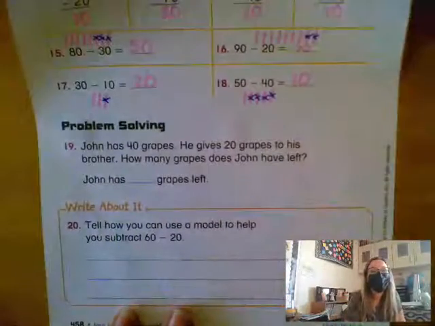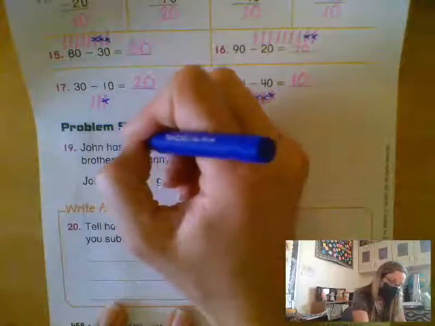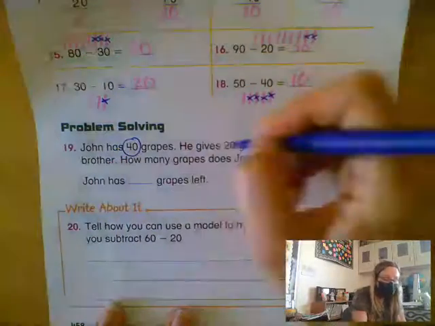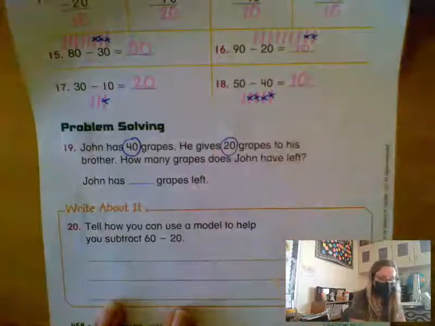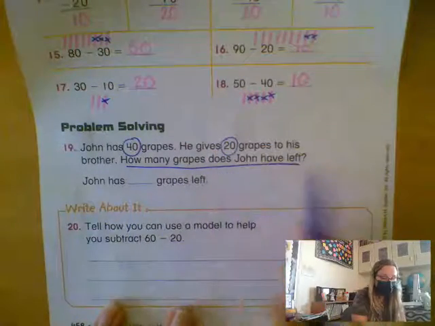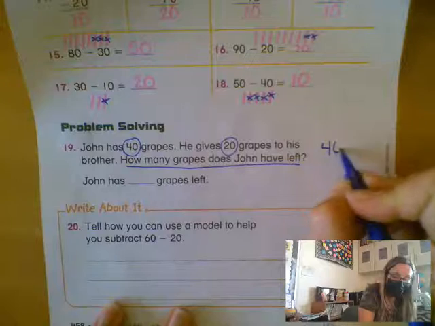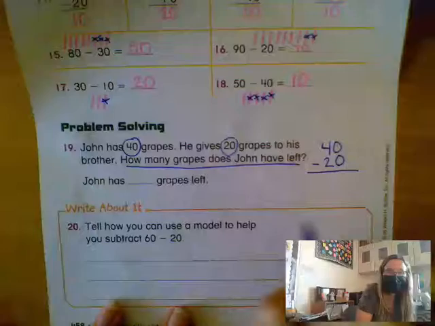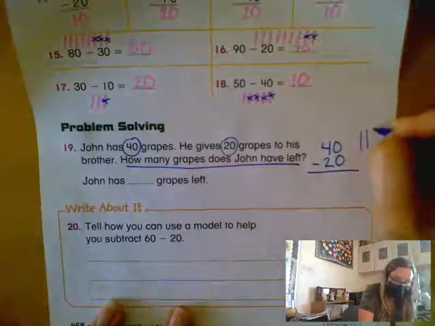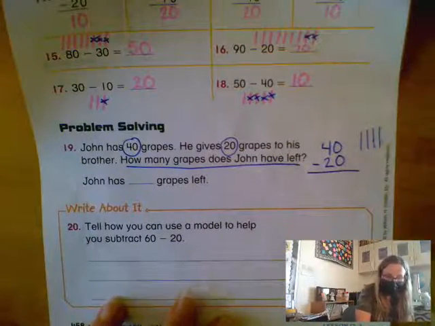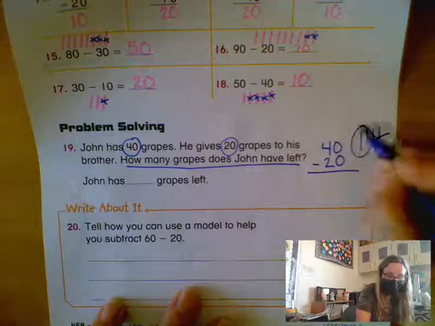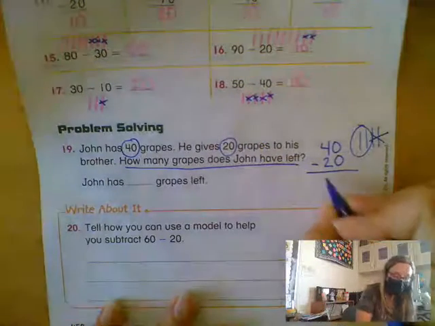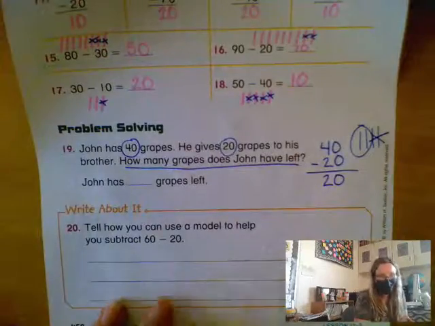All right, let's look at the problem solving. It says John has 40 grapes. So we should circle 40 grapes. He gives 20 grapes to his brother. So how many grapes does John have left? So we have 40 grapes, and we're going to take away 20 grapes. How many is that? Well, 1, 2, 3, 4 tens. Take away 2 tens, Emma, is how many tens? 2. Which is 20. So he has 20 grapes.